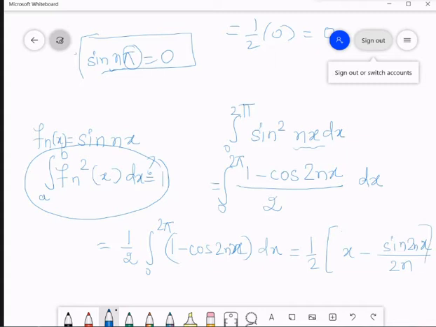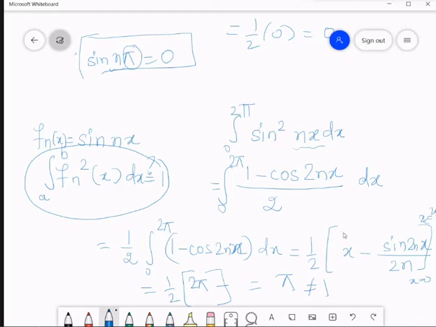Okay, this is from x equal to 0 to 2 pi. So what will this be equal to? 1 by 2. What will come in place of x? 2 pi will come. So I'll have a 2 pi here, minus, when I put 0 as the lower limit here, everything is 0. So what I'm getting is only this part. Okay. So what is the norm? The norm is equal to pi, but it is not equal to 1. Therefore, this set is not orthonormal.